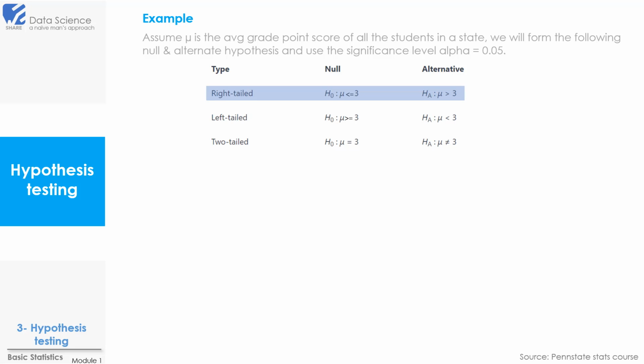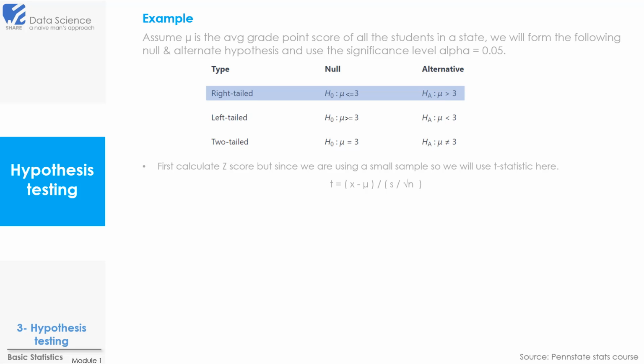So we'll first start with the right tail test, which says that our null hypothesis is mu less than or equal to 3 and our alternate hypothesis is mu greater than 3. So after forming the hypothesis, we will move to the next step. In this step, we'll calculate z-score, but since we are using a small sample size, we will use the t-statistic here. We can calculate t-statistic by the formula shown here on the screen.